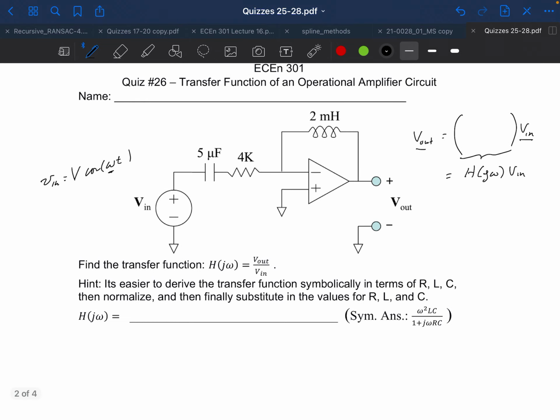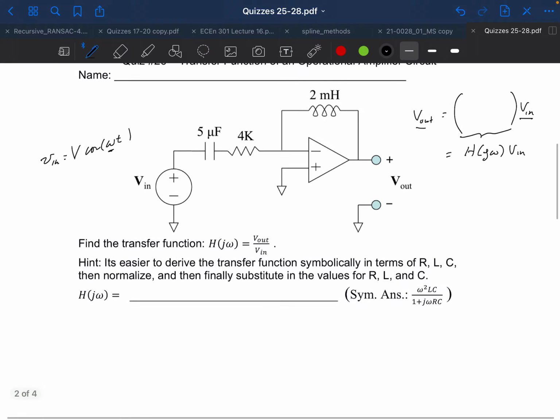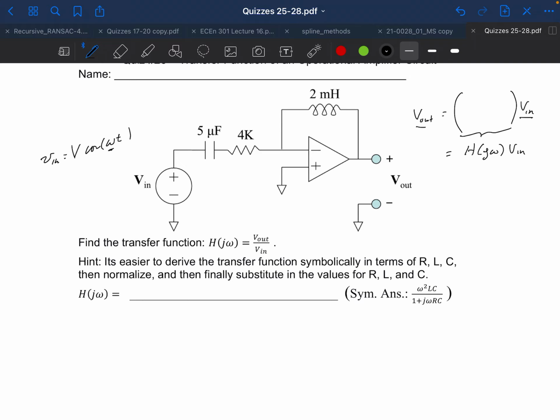Okay, so how would we do it? The first thing is to convert everything to the phasor domain. So when I convert this to the phasor domain, I'm going to have V in, and then it goes through a capacitor and a resistor. The capacitor I'm going to write as 1 over j omega C instead of minus j over omega C. Then I'm just going to call this R. And then I go into my op amp, this is the negative and positive input. And this is going to be j omega L.